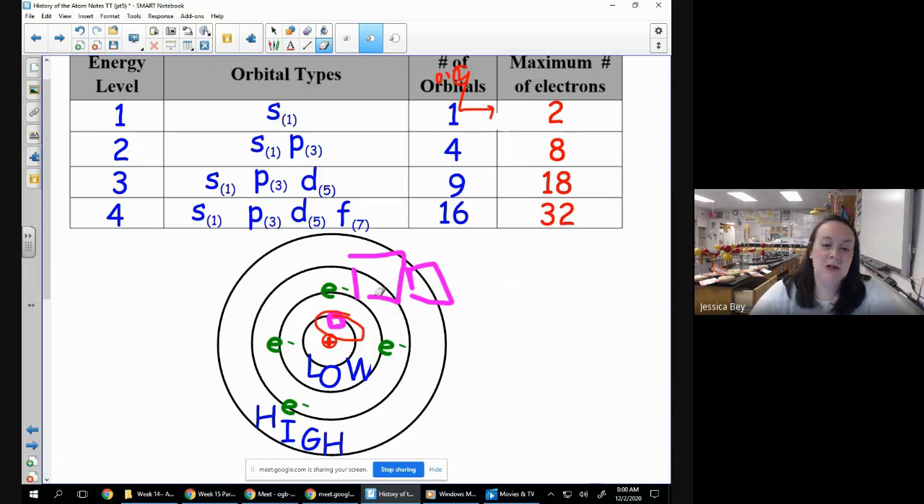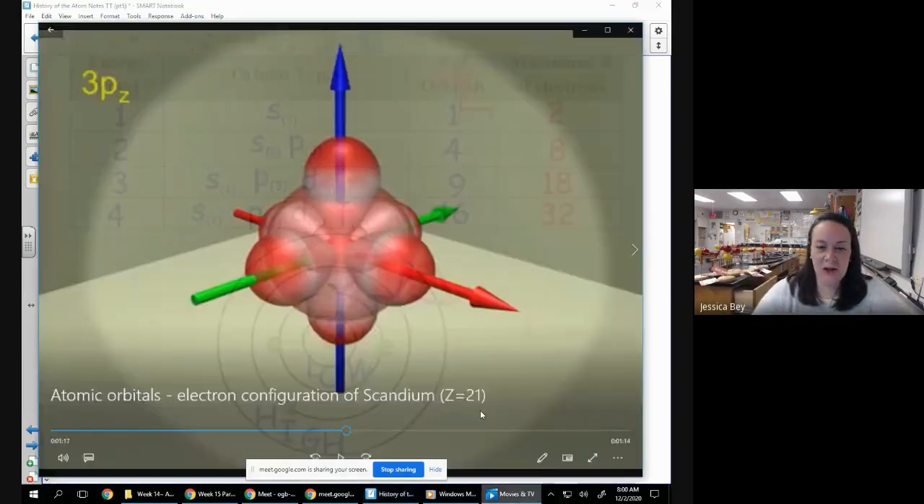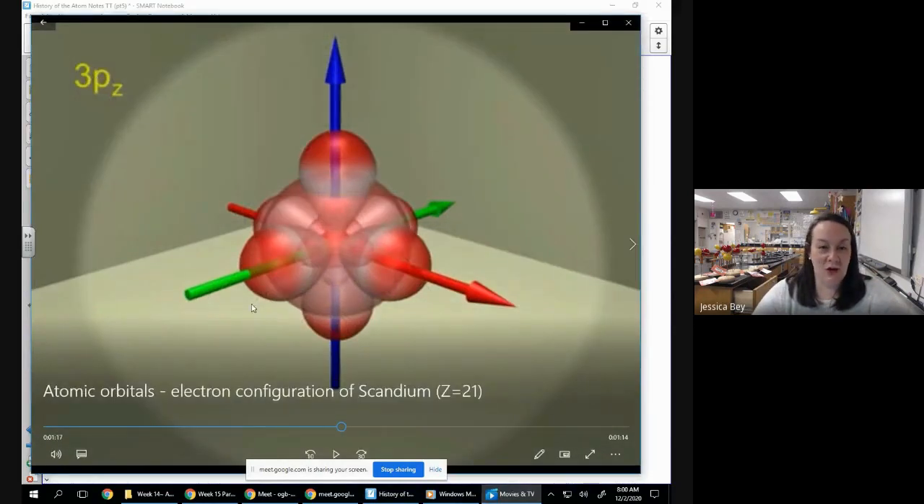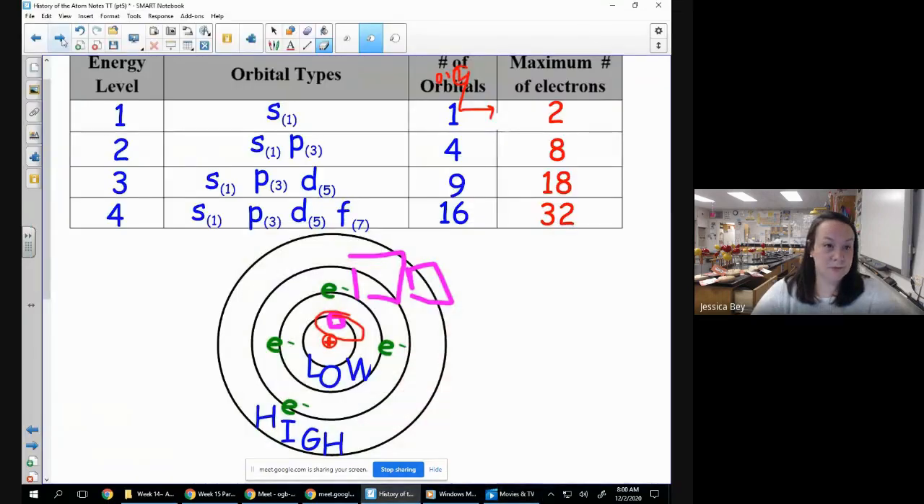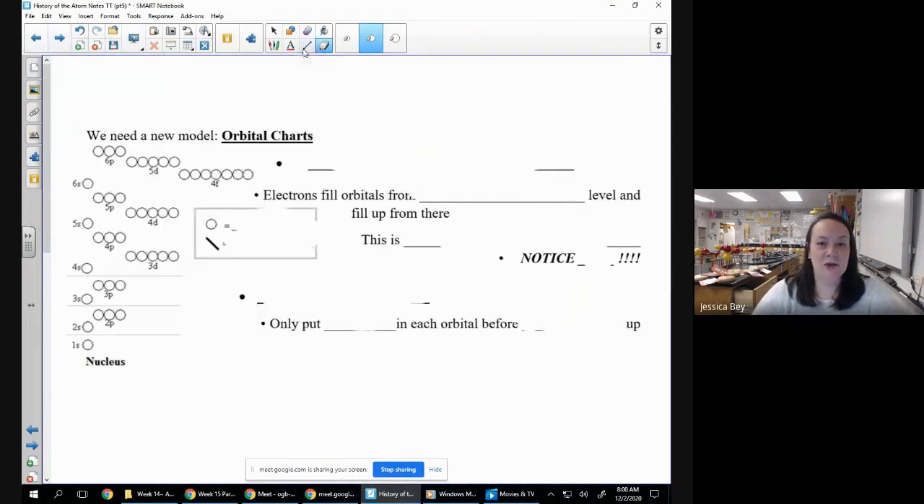So you can see as it goes out, there's more room for the electrons to be because there are more of these orbital shapes. And again, it starts to get very confusing because they all overlap and all of that kind of good stuff. So we need a new model. So what they said, this new model and the model that we're working with now are called orbital charts. And this is an orbital chart right here.